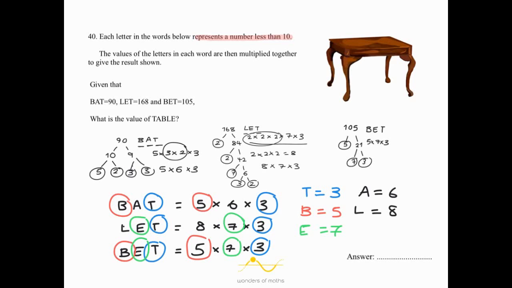Now all that's left to do is multiply all of these numbers together. 3 multiplied by 5 multiplied by 7 multiplied by 6 multiplied by 8 should give us 5,040, which is our final answer.